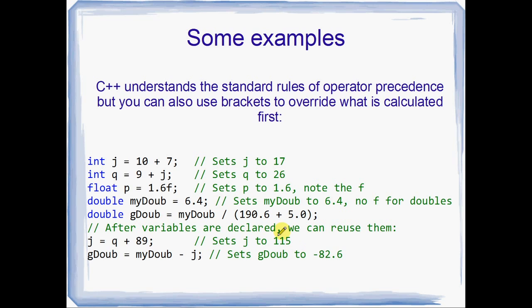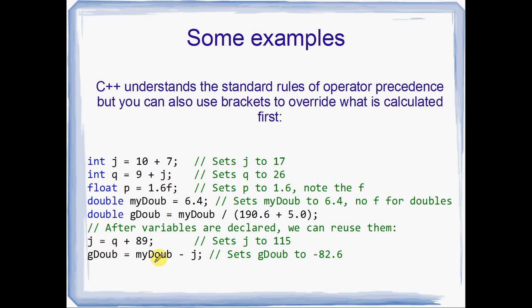And after variables are declared, we can reuse them. So after you've declared a variable as being a double or a float or an int or whatever, you don't need to put double, float or int at the start. You can just say j equals 9 plus 89. So j just here will be set to 115 since q was 26 and 26 plus 89 is 115. g dub equals my dub minus j. Sets g dub to negative 82.6.